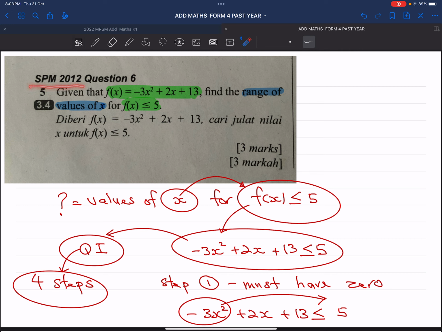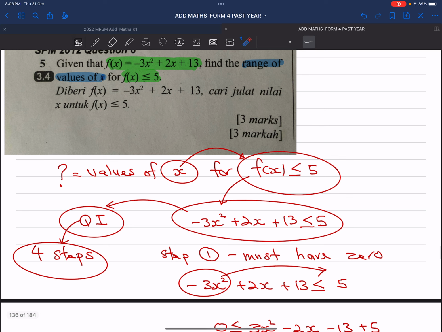SPM 2012, topic quadratic inequalities. Given that f(x) equals negative 3x squared plus 2x plus 13. But we are given a quadratic function. Find the range of values of x for f(x) less than or equal to 5.